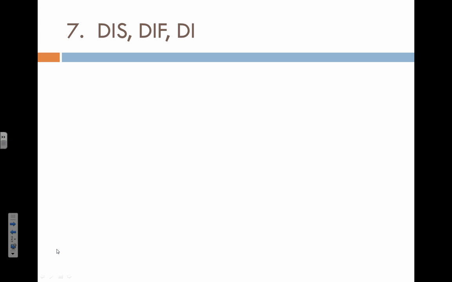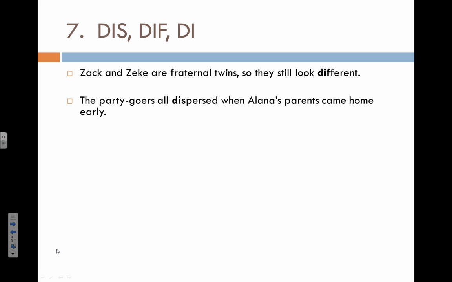Number 7, dis, diff, or die. Dis, diff, or die. Zach and Zeke are fraternal twins, so they still look different. The partygoers all dispersed when Alana's parents came home early. I diverged from my normal commute because traffic was so bad.